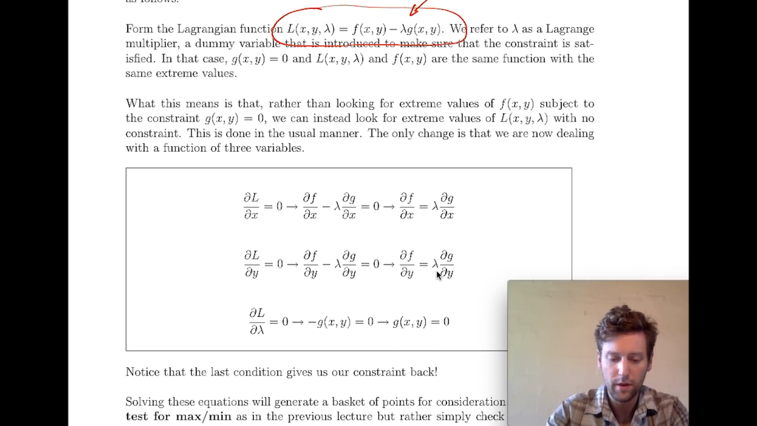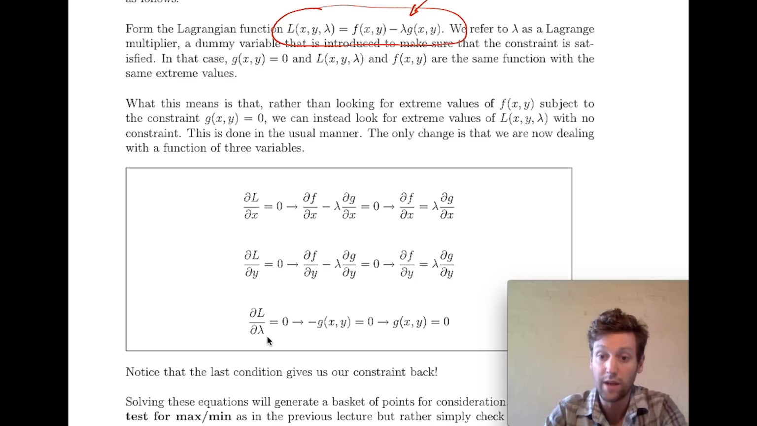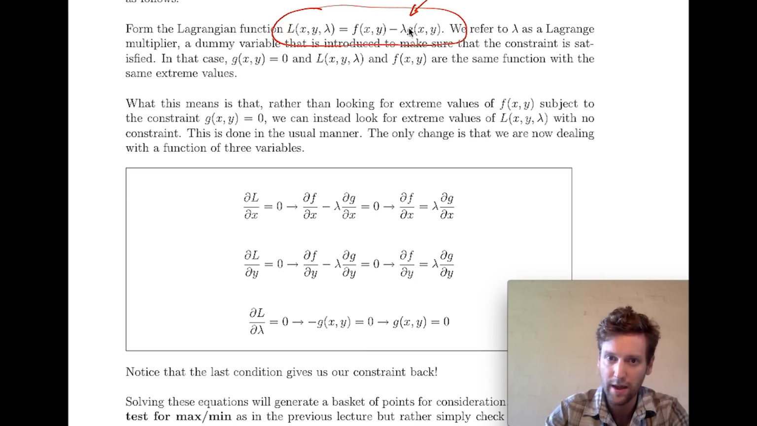The last step is to take the derivative of L with respect to lambda. Remember, L is a function of x, y, and lambda. So lambda is an unknown, and so to fix that, I'm going to take the derivative of L with respect to lambda and set that equal to 0. But the trick here is that lambda only appears once in this equation. It only appears multiplying in front of this g of x and y.